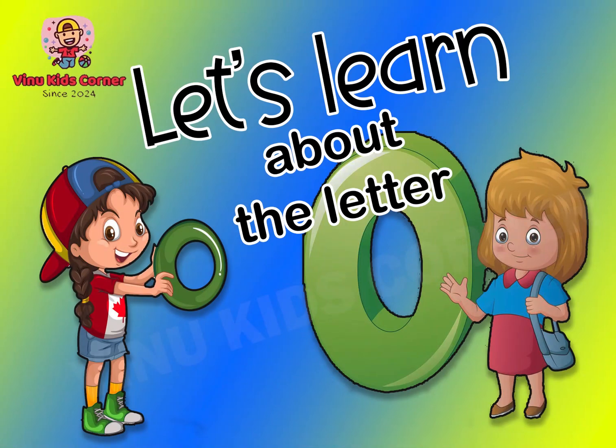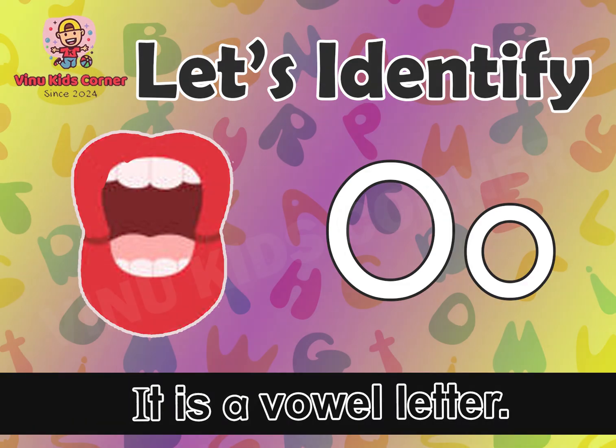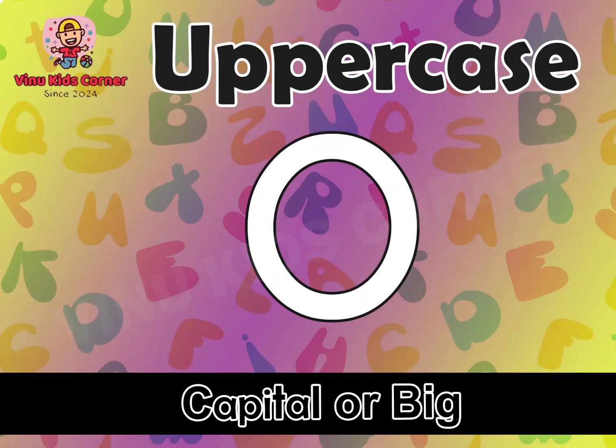Hi friends, let's learn about the letter O. O is the 15th letter in the English alphabet and it is classified as a vowel letter. Here is a letter O in uppercase. It is also known as a big or capital letter.